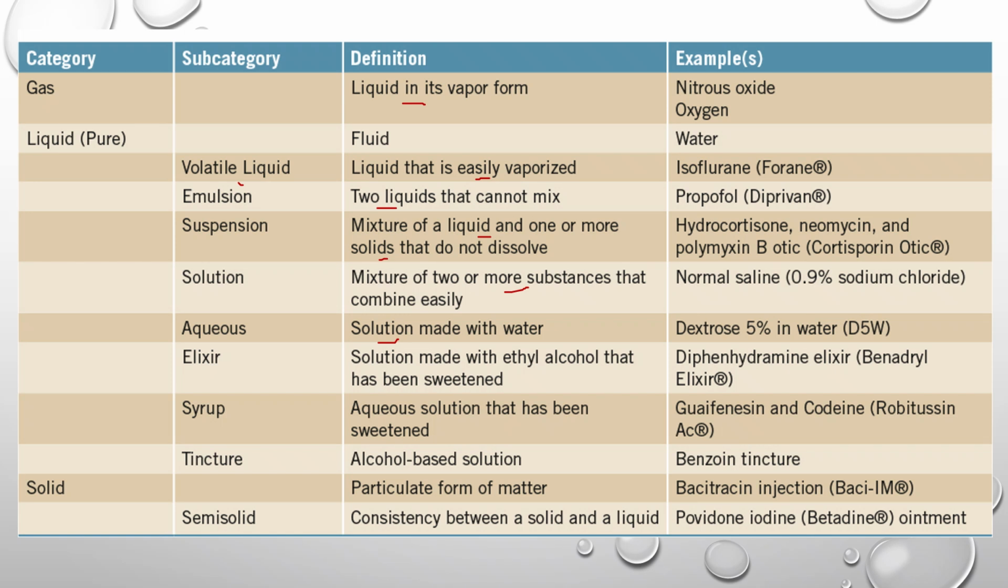Elixir, we're using alcohol as the solvent, but we're sweetening it. Syrup, we're using water, that aqueous solution, again, adding some sugar. And then the tincture is where we're using alcohol as that solvent. And then our solids, again, we have a specific shape and volume. And then the semi-solid is somewhere in between the liquid and the solid.